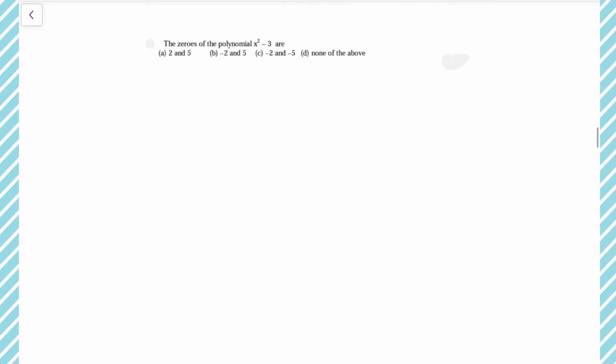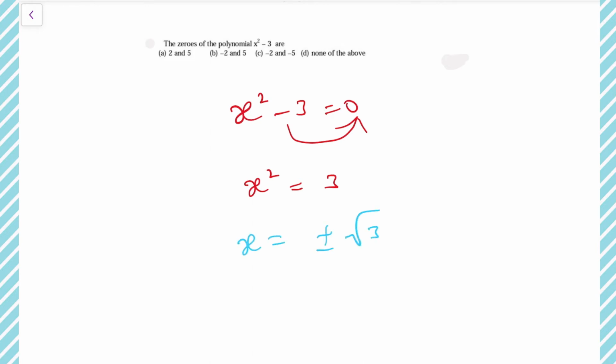Next, the zeros of the polynomial x square minus 3. So simply make it equals to 0. Minus 3, if you take to the other side, it will become plus 3. So x square is equals to 3. Then is there any number, if we square it, we will get 3? That is x is equals to plus or minus root 3. Root 3 square is 3. But that option is not there here, so none of the above.